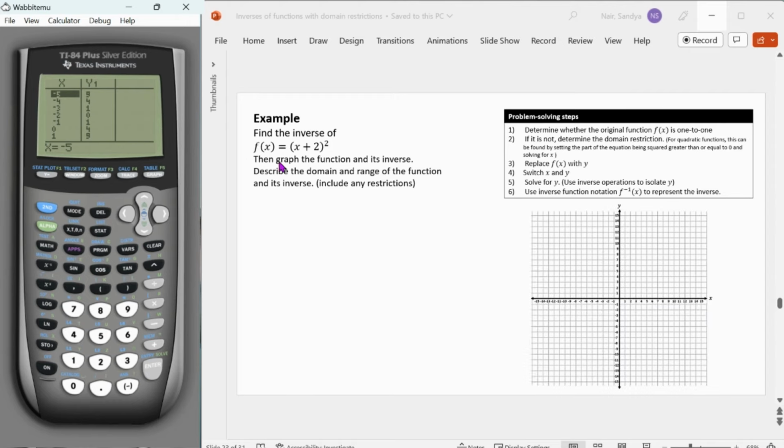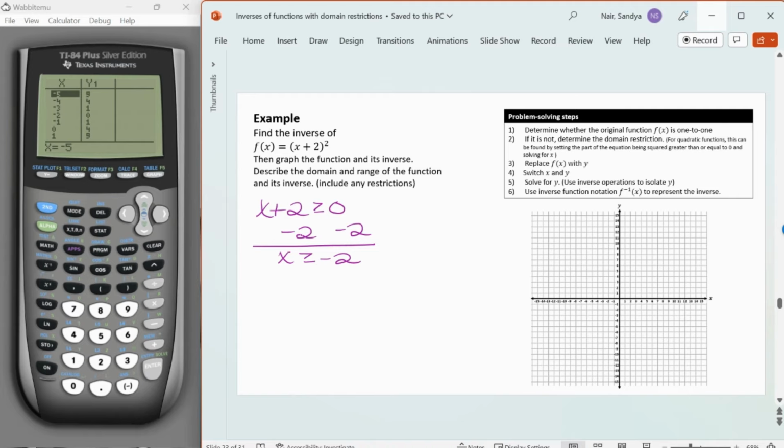So remember, the strategy to restricting the domain is to take the part of the function that's being squared and then set it greater than or equal to 0 and solve for x. So I'm going to say x plus 2 is greater than or equal to 0, and then I'm going to solve this inequality for x. I can do that by subtracting 2 from both sides, and when I subtract 2 from both sides, I get x is greater than or equal to negative 2. So that's how I'm going to restrict the domain of this function.